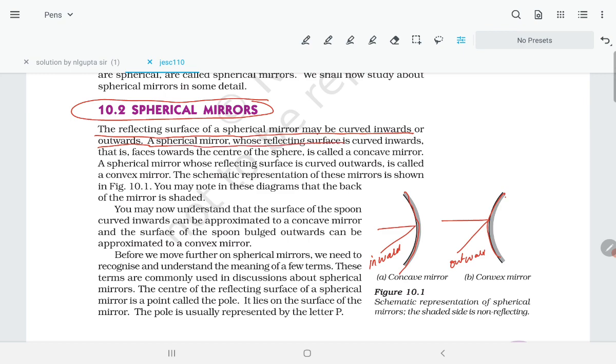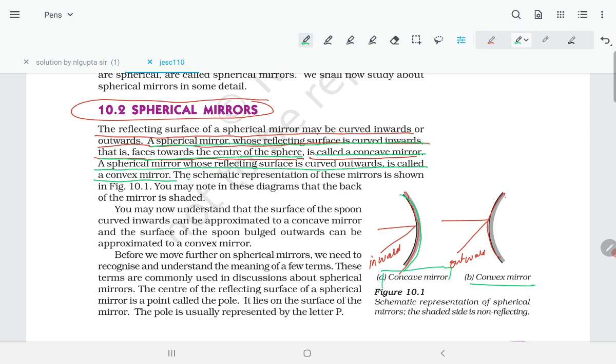A spherical mirror whose reflecting surface is curved inward, that is faced towards the center of the sphere, is called a concave mirror. See, again you see the definition, students. You might get confused here. A spherical mirror whose reflecting surface is curved inward, that is faced towards the center of the sphere, is called a concave mirror. Next one, a spherical mirror whose reflecting surface is curved outward is called a convex mirror. So this is the convex mirror, this is the concave mirror.